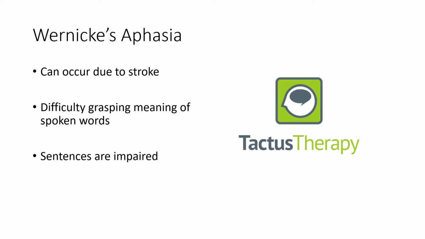Now, Wernicke's aphasia is a little different. It can also occur due to stroke, and this is where the person has a little more difficulty interpreting particular meanings of the spoken words, and so it's more than just being unable to put complete sentences together. The sentences don't make any sense whatsoever. So we're going to watch this video with someone who has Wernicke's aphasia.